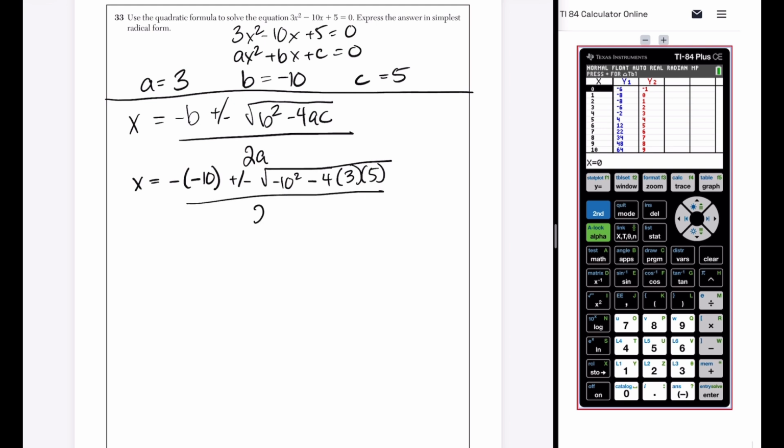All over 2 times 3. So that's the first part. So now we're going to just start evaluating it. So with the first part, negative times negative 10.